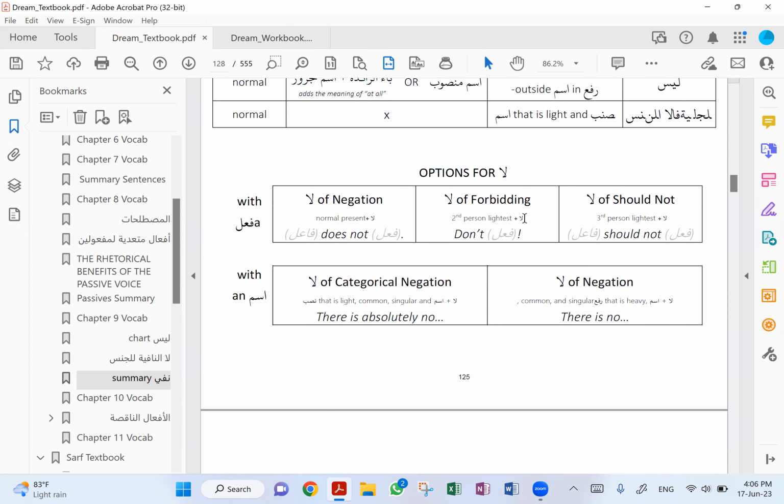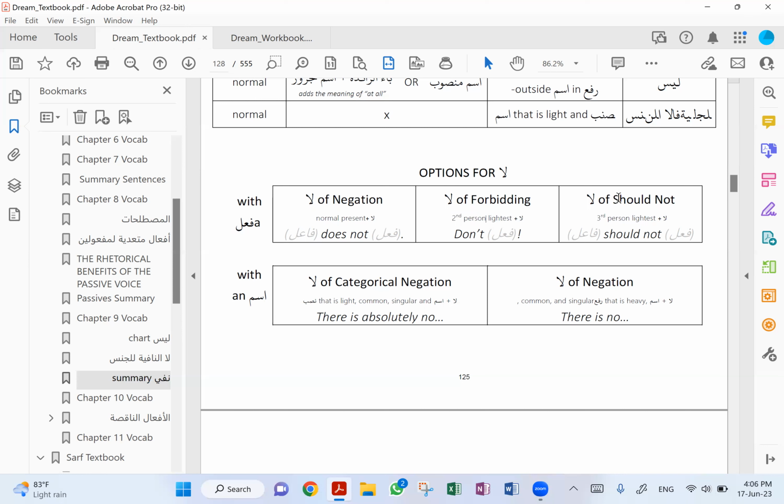Then you have la tadhab. La plus second person that is majzoom is going to be forbidding. We've done this nahi. When nahi minhu, this is the la for nahi, and it's going to make it majzoom. So this one has an effect, this one does not have an effect. The first one does not have an effect, the second one has an effect. It makes it majzoom because it's forbidding.